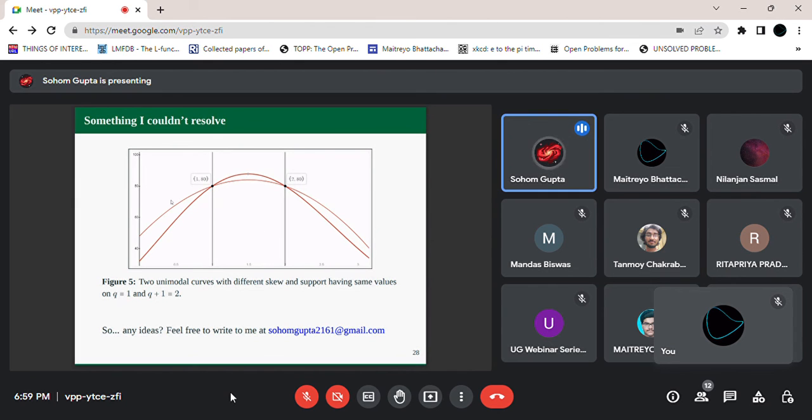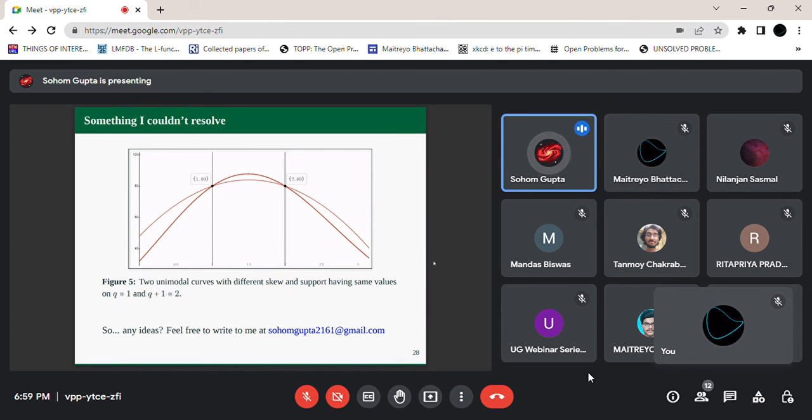But yeah, these are two things with different supports. This one has a larger support than this one. Also, the maximas are different. This has a maxima here and this has a maxima around here, a bit right shifted. In both cases the value is the same at 1 and 2, but the maximas are different and the supports are different.